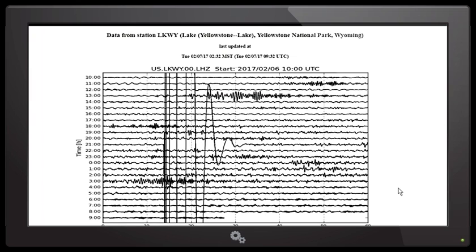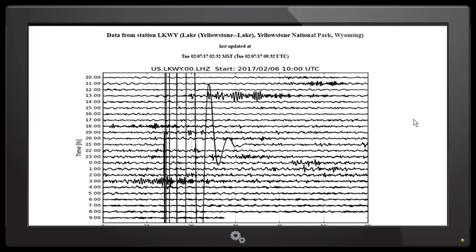So taking a look at this data from the USGS, and this is a helicorder plot or seismogram as they call it, and you can see this is from Yellowstone National Park, Wyoming. Gives you the current time in UTC, but what we're looking at here are these what started out as small harmonic tremors, and then we have another one here that I'm circling, and then another one here, a smaller one here, and then another one here where you can see my cursor.